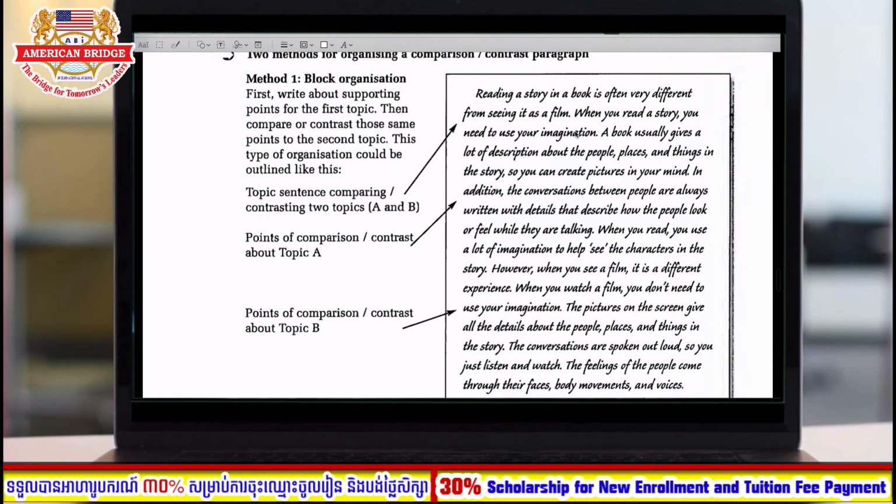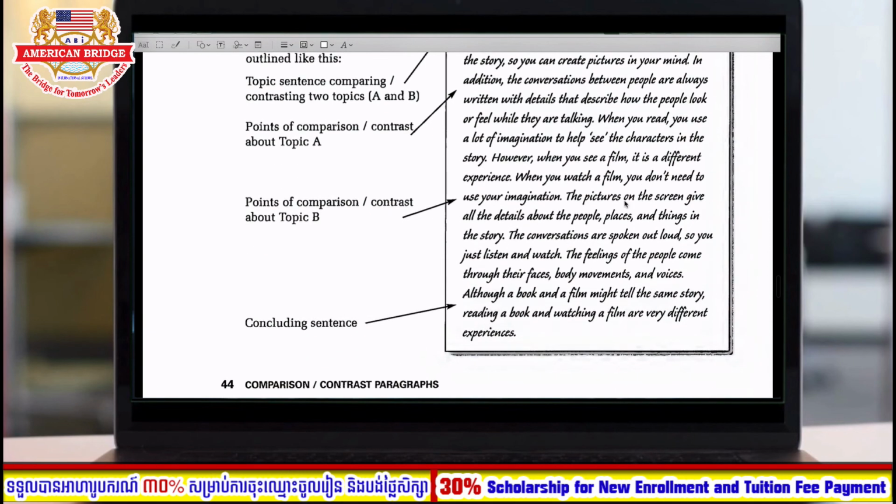When you talk about the comparison between reading a book and seeing a film, in the first block of information, they just briefly talk about the experience of reading. On the other hand, in another block of information, they briefly write about the experience of seeing the movie. That is why we call this a block of information. That is the organization of the compare and contrast paragraph into blocks.